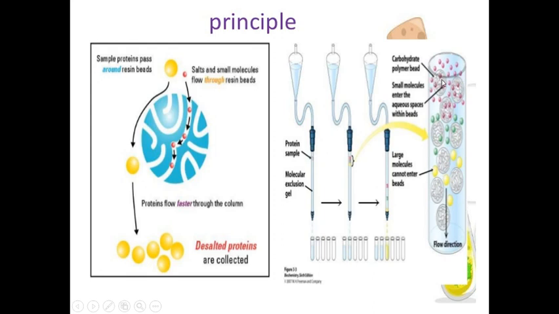After that you have to apply your sample at the top layer, and start to pour the mobile phase. This one is the solvent system, and this one is the mobile phase, and through this tubing the mobile phase starts to run through the column. Now this column is already filled with the gel beads.